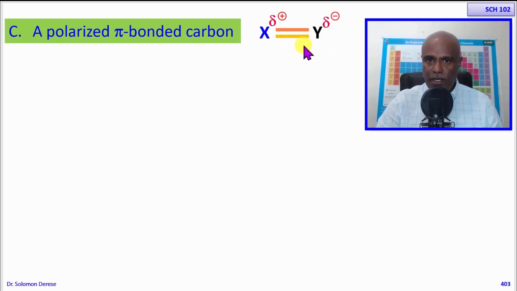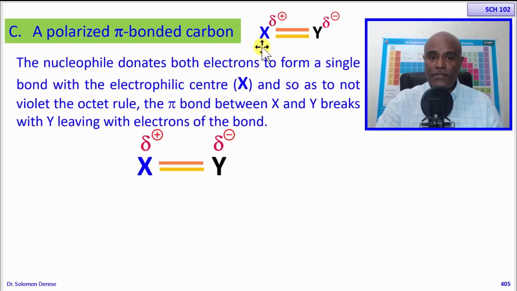So in this polarized double bond, this atom is partially positive, so it can easily be attacked by a nucleophile. Now, what happens when a nucleophile attacks such kind of atom? So this is the polarized pi bond when a nucleophile attacks it.